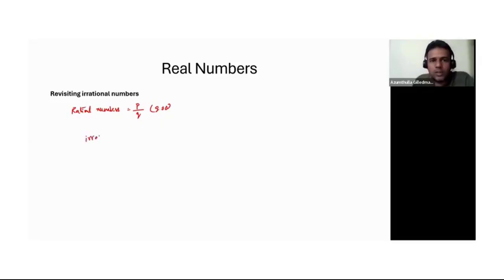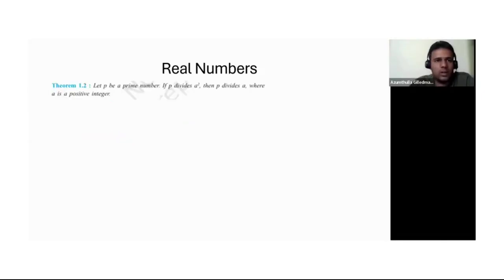The examples of irrational numbers are like the value of pi, which is 3.14, and root 2, root 3, root 5, root 11, and so on. So these are irrational numbers. Now let's see how to prove that particular numbers are irrational.